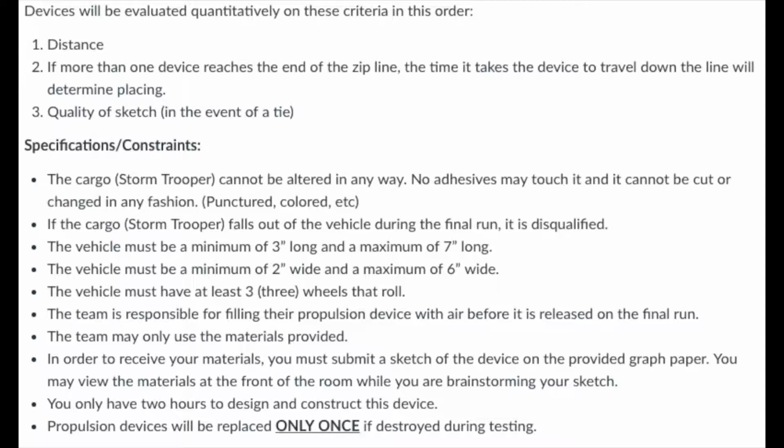As with all engineering problems, we're given a set of constraints. In the real world, we'd have constraints like time and money and complexity of build, but in this classroom setting, we were given constraints such as the cargo can't be moved a certain direction, we're given a certain limit on the length and width of the car, and it can only be propelled with a balloon or a rubber band. An important constraint to note is that we can only use the materials provided.